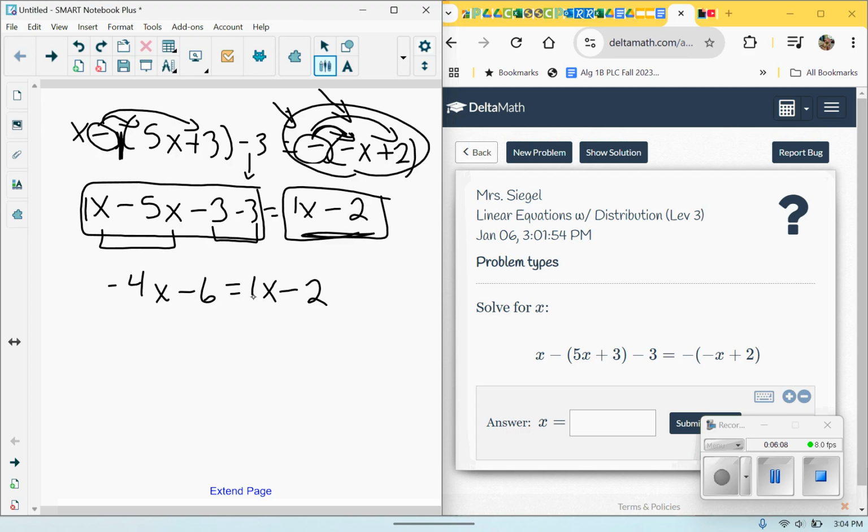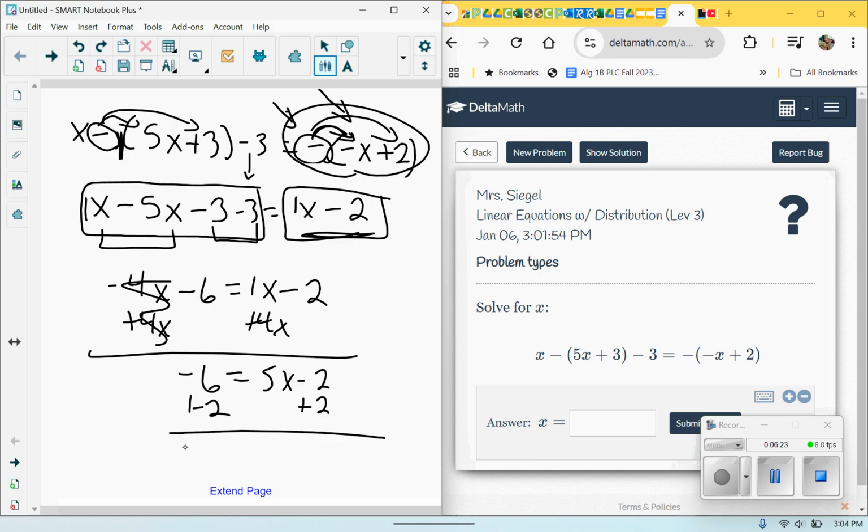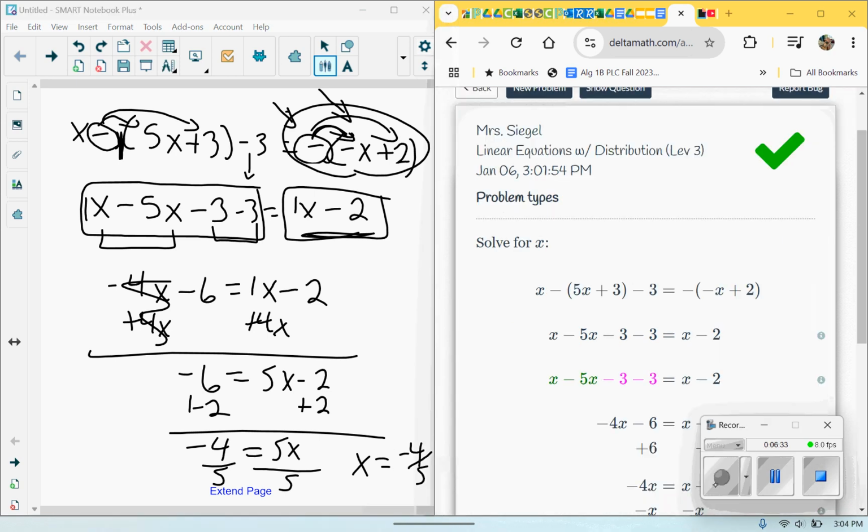You don't have to. The next thing I'm going to do is combine my x's, so I'm going to add 4x to both sides, and that's going to get rid of that one. I'm going to get -6 is equal to 5x minus 2. And then I'm going to add 2. I get -4 is equal to 5x, and divide by 5. x is equal to -4/5.